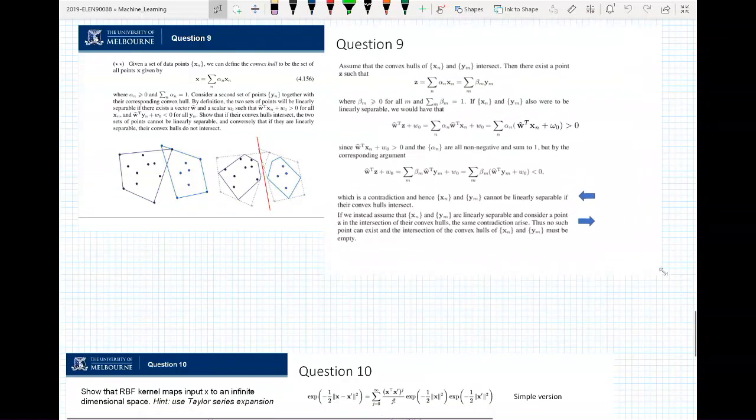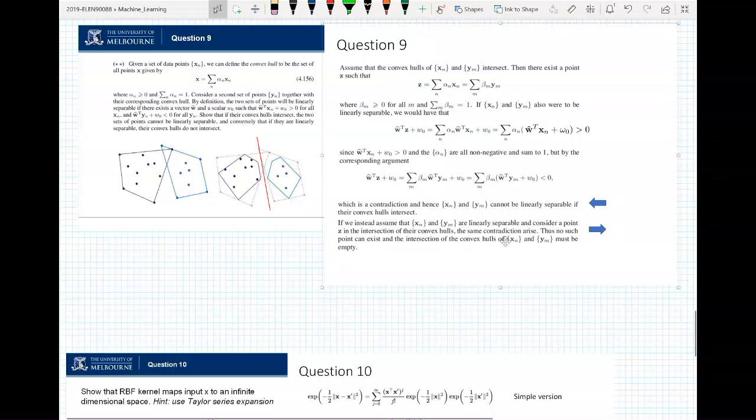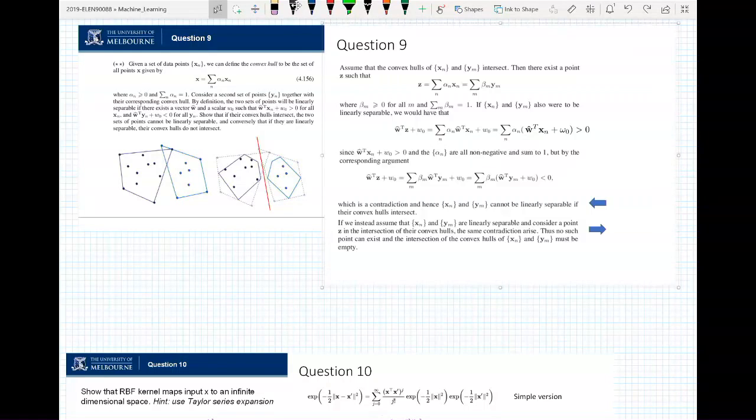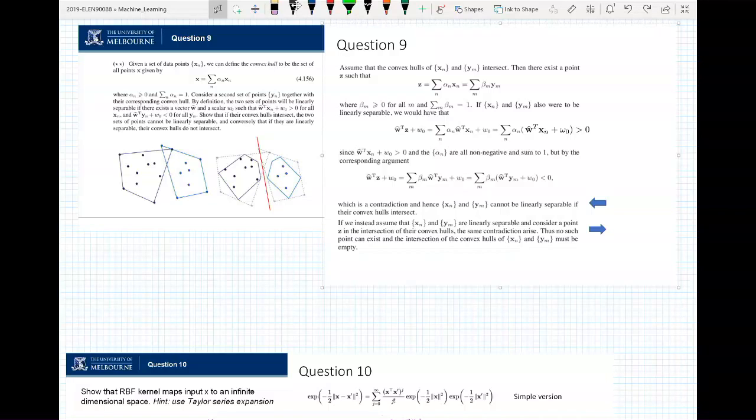Maybe we can make it bigger. So we will show it by contradiction, right? It's one of the main proof methods. So what do we see here? I have deleted it. Okay. Give me a sec. Yeah, let's go over. What did I do? Okay. So we have the convex hulls of xn and yn. These are class 1 and class 2, right? Class 1 and class 2, and it's a binary classification problem.